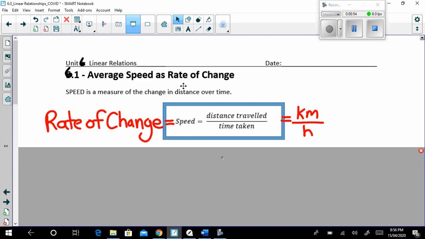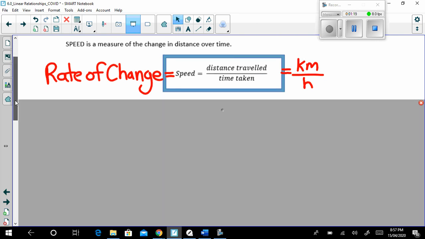Rate of change is a way of looking at how one measurement, in this case distance traveled, compares to an amount of time. And we call this speed. In Canada, we measure speed with kilometers per hour. The equal signs here mean that these all are referring to the exact same thing, different ways of saying the same thing.